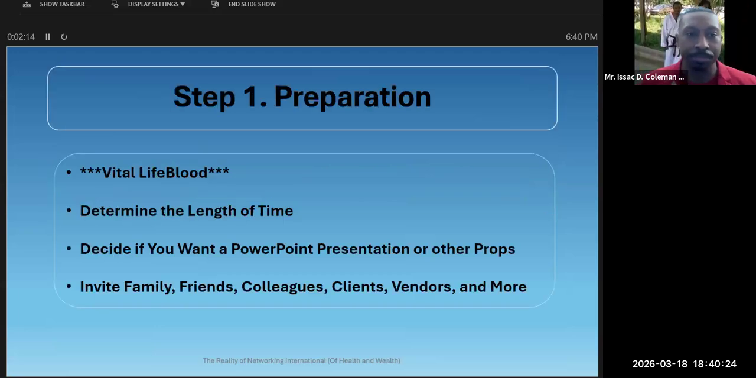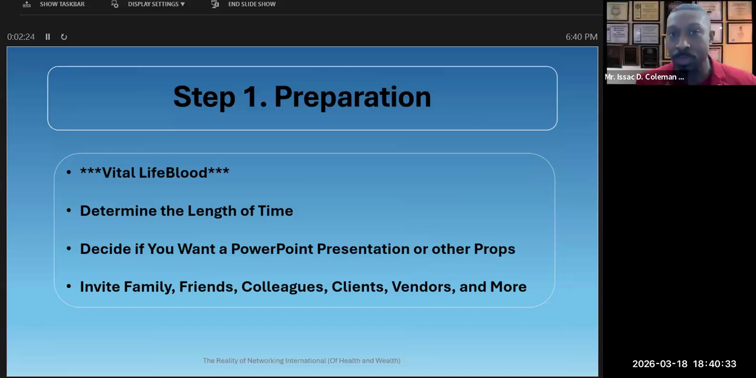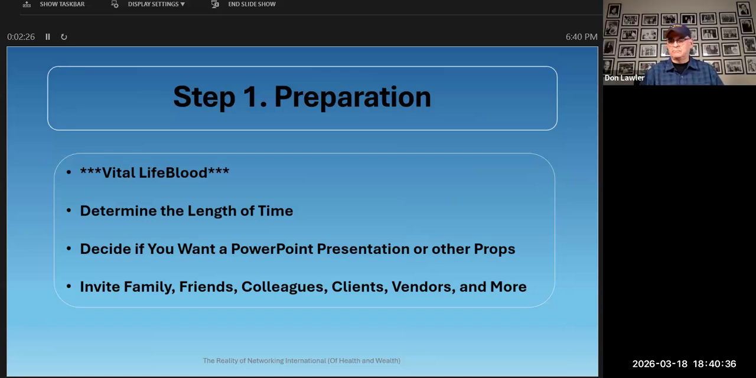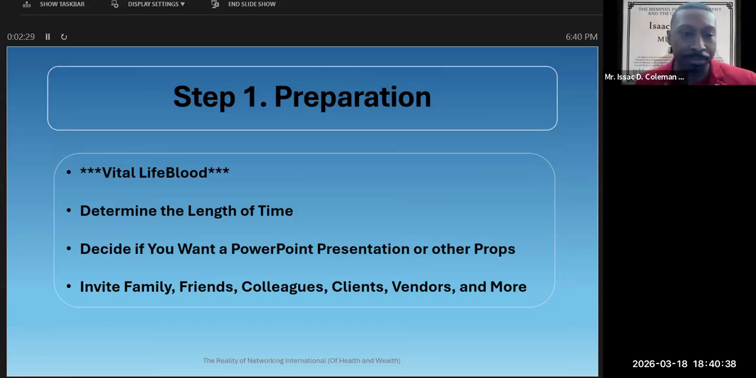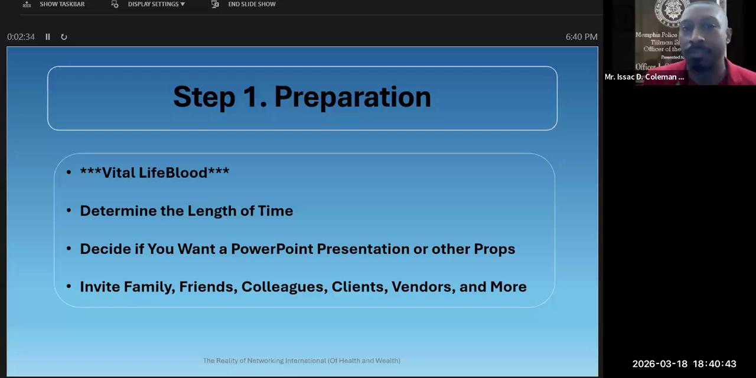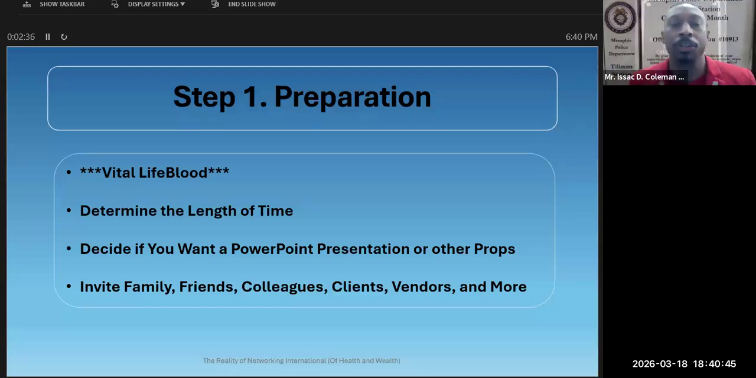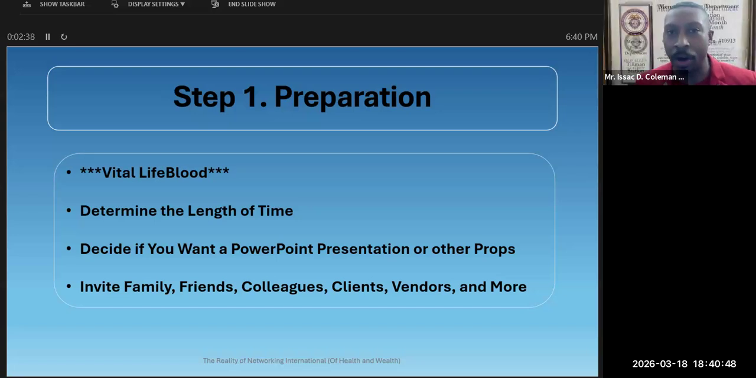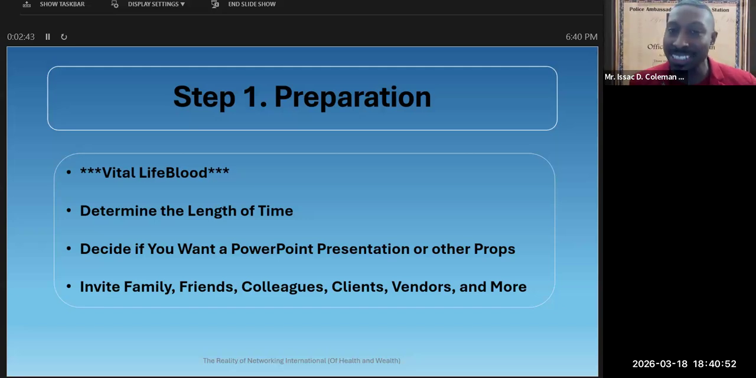Number 1, preparation. Step 1 is preparation. This is the vital lifeblood of your feature speaker presentation or any public speaking that you may engage upon. Determine the length of time. How much time do you have? 5 minutes, 10 minutes, an hour? Determine that ahead of time to prepare what you're going to be talking about, how you can make your subject matter as concise as you need, and to get all of the important matters covered.